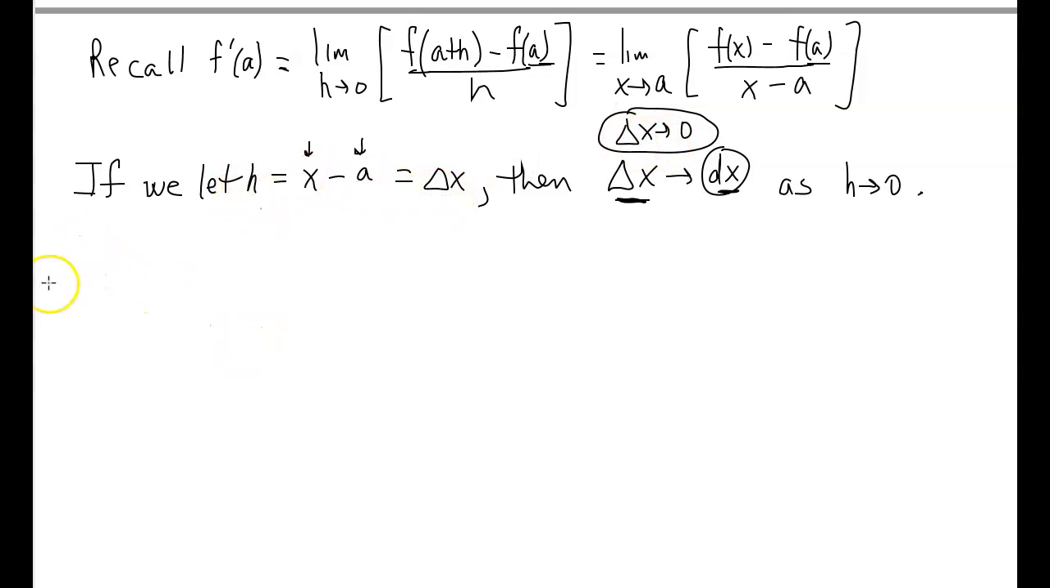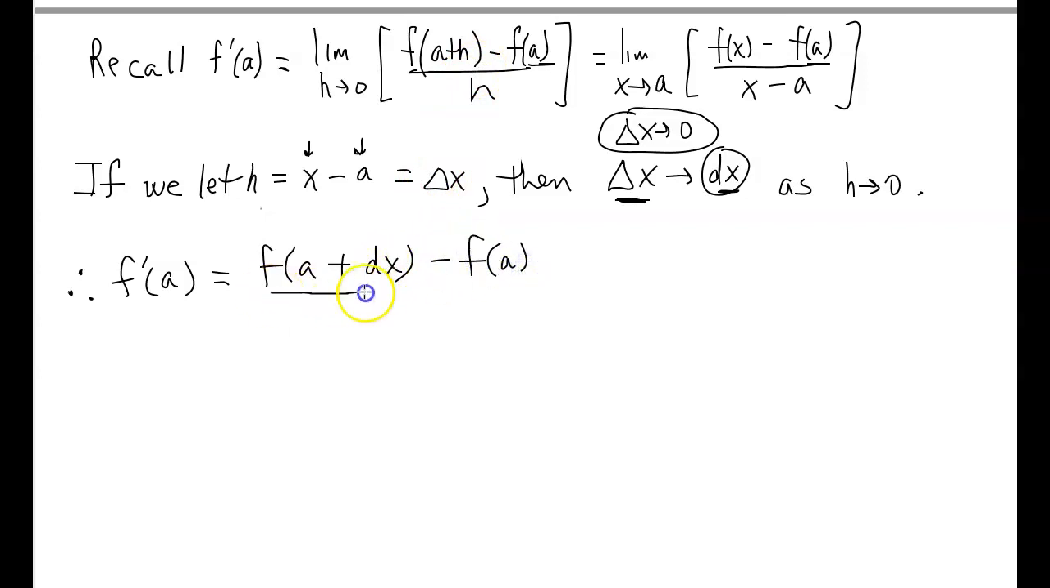Now, if that's the case, then we could drop this whole limit notation and express our derivative of this function at x equals a like what I am writing here. Basically, when it gets to theoretically delta x being 0, I can just replace h with dx. So that's pretty much all that I'm writing here.